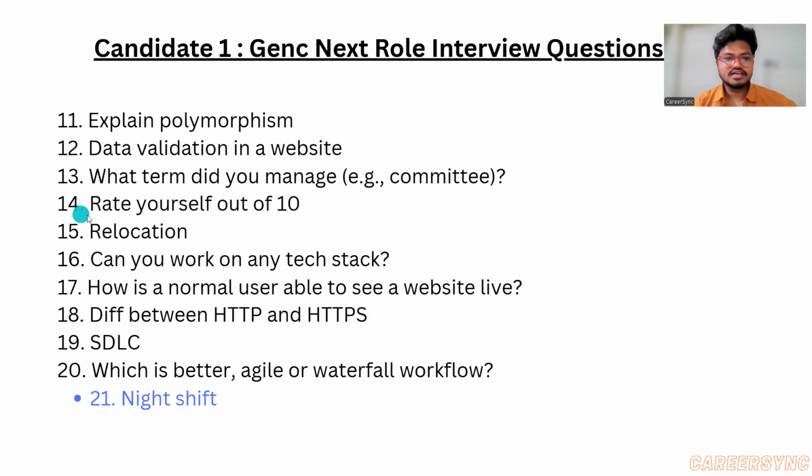And after that, he was asked HR questions. Are you able to relocate? Can you work on any tech stack? So as an engineer, you should be able to work on any stack; you can adapt.